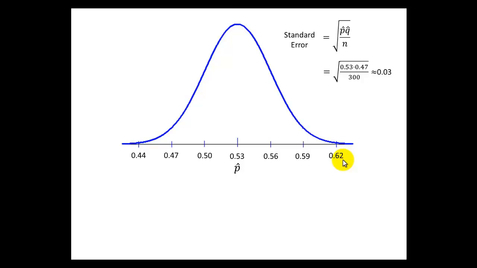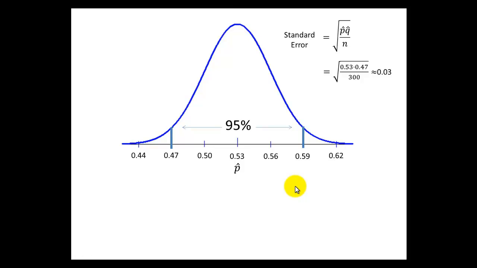Now recall, we used something called the 68, 95, 99.7 rule early on in the course. And if we go out 2 standard deviations, or in our case 2 standard errors in each direction, that'll capture 95% of the curve.